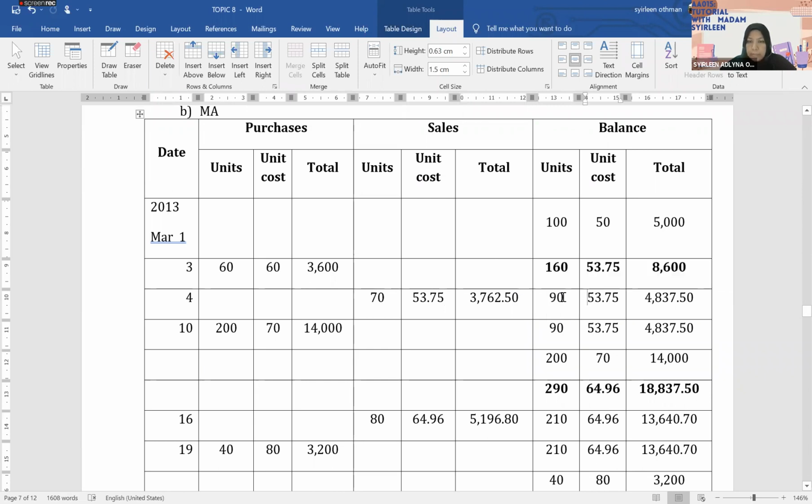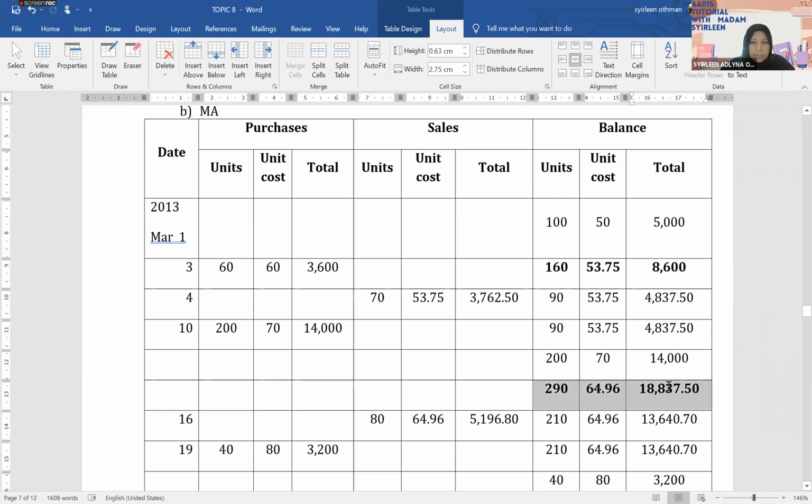Okay, pada harga RM53.75. So earlier you have 8,600. And then kita dah jual 3762.5. So kita tolak sahaja. So you will get RM4,837.50 with a zero at the back. Okay, tolong ingat. Okay, 10 hari bulan beli lagi.